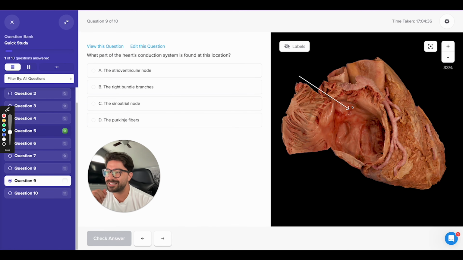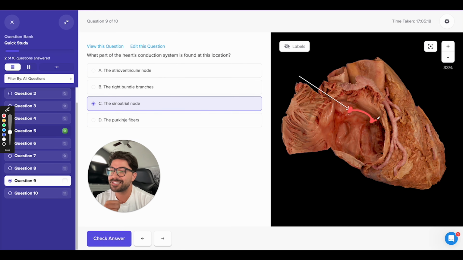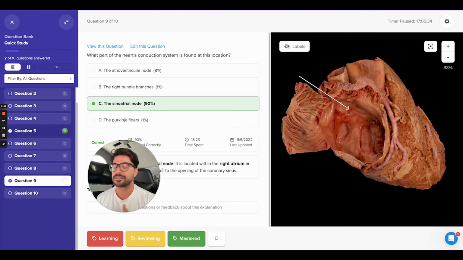So if we know that this is the superior posterior aspect of the right atrium, found just inferior to our superior vena cava opening, then this is where we're going to have our sinoatrial node. And from the sinoatrial node, the fibers are then going to be sent to the atrioventricular node, which is then sent down the bundle of His before dividing into the left and right bundle branches and terminating at the Purkinje fibers. So let's lock in our answer choice. And of course, the correct answer is sinoatrial node.